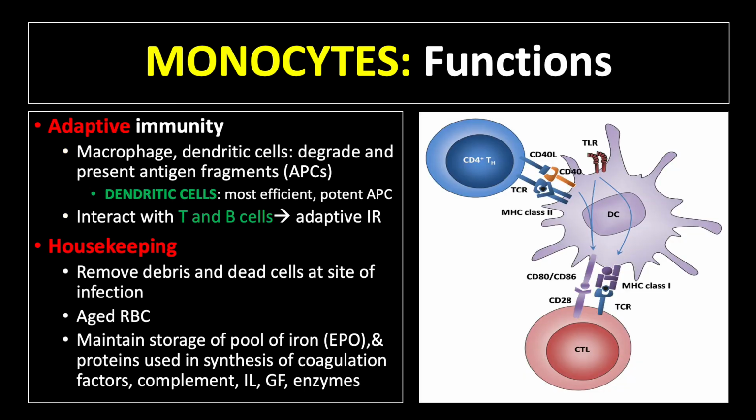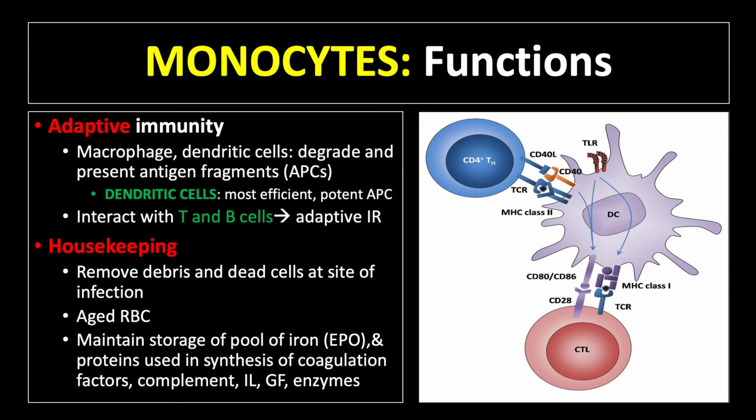Now, for adaptive immunity function, the macrophages, for example, the dendritic cell, will degrade and present the antigen fragment. So they serve as antigen-presenting cells. So just a fun fact that the dendritic cell is the most efficient and most potent antigen-presenting cell. Always remember that. This came out on our review sessions during our medtech review days. So they interact also with the T and B cells for the production of adaptive immune response.